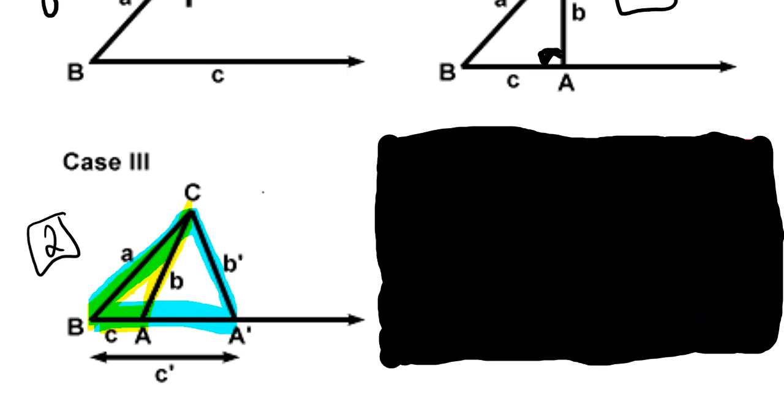For this to happen, there's a couple things that would need to be in place. Side A would have to be greater than the height of the triangle, and the height would be here. What also would have to happen is that A would be less than B.